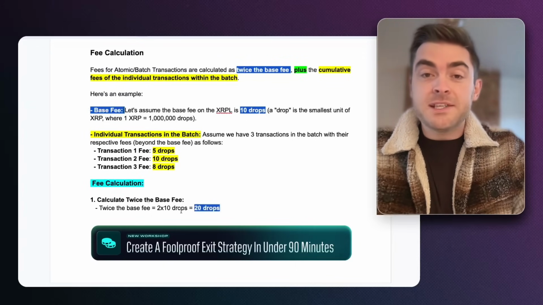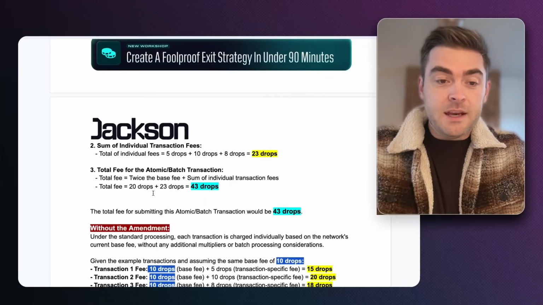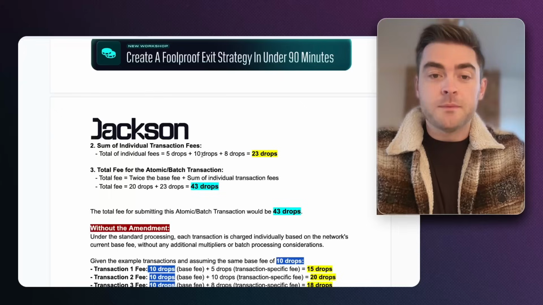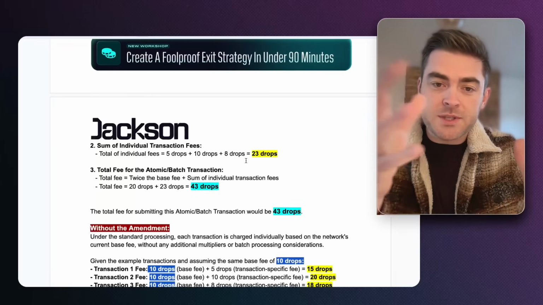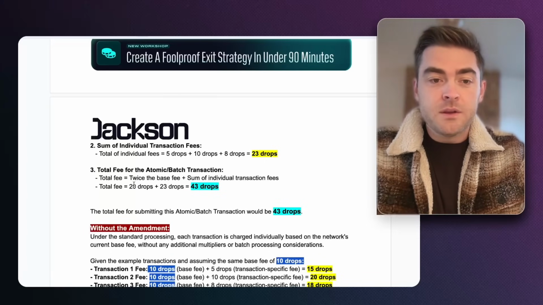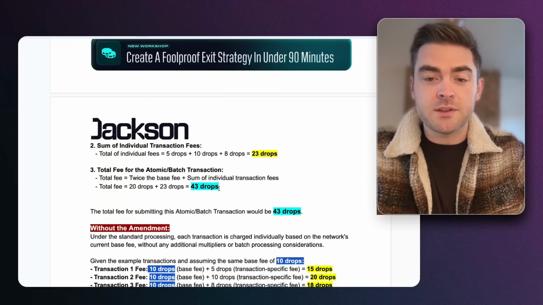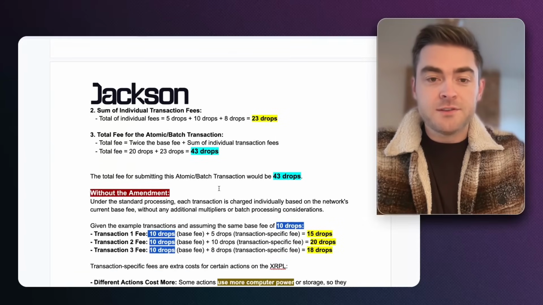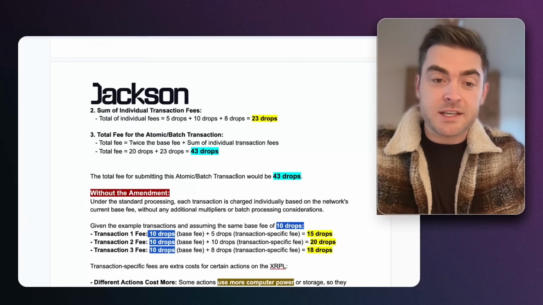First, we want twice the base fee, so that would be 2 times 10 drops, which equals 20 drops. Then we're going to take the sum of all the transaction fees, which would be 5 drops, 10 drops, 8 drops. Remember, these are arbitrary; they're not solid numbers, but just show how they can vary depending on the transactions. So then you've got the total base fee. The total fee is twice the base fee plus the sum of transactional fees. The total fees would be 20 drops plus 23 drops, equaling 43 drops. So it cost 43 drops to send those 3 transactions as a batch.